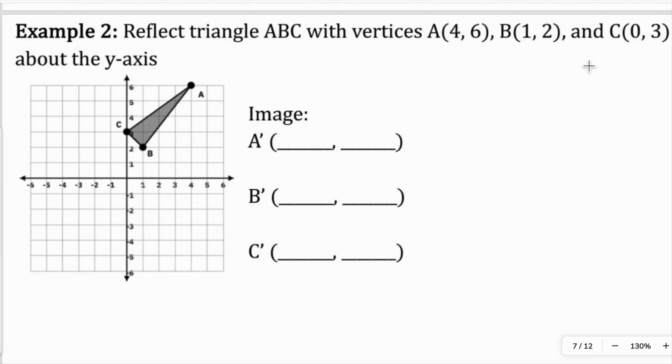For example 2, reflecting triangle ABC with vertices, again, (4, 6), (1, 2), and (0, 3). Now we're going to try that about the y-axis. So here's my y-axis.